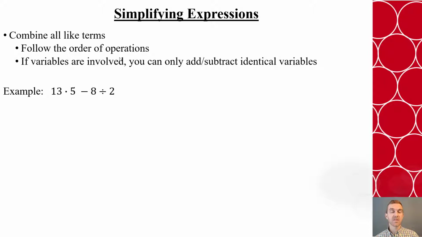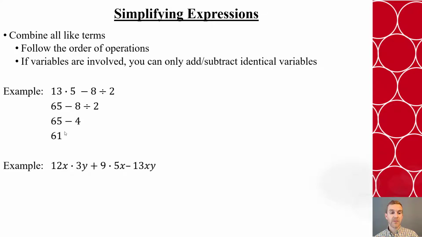Say we have 13 times 5 minus 8 divided by 2. Here we follow our order of operations, which says do multiplication and division left to right. So we start with the leftmost operation there, which is 13 times 5. Then we go to the rightmost operation, which was 8 divided by 2. Now we can move to subtraction, which would end up with a solution of 61. That would be simplified for this expression.